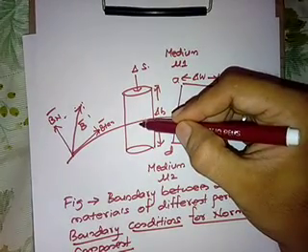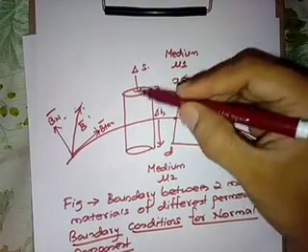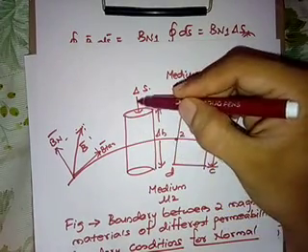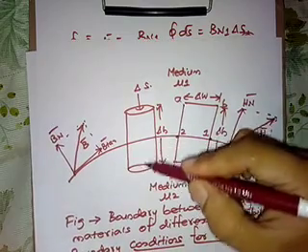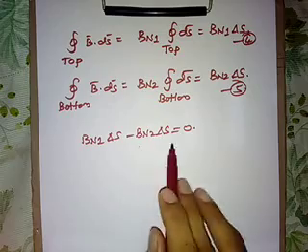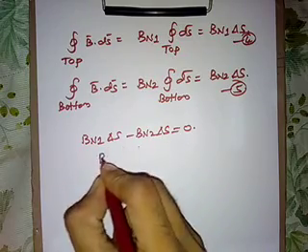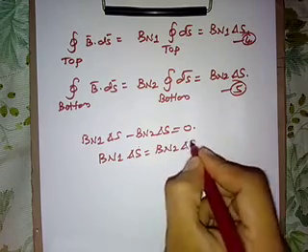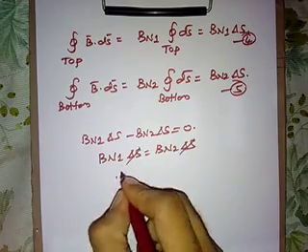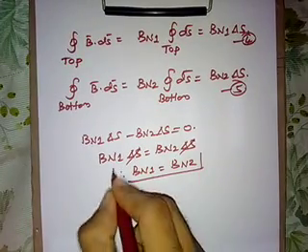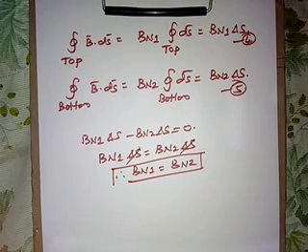Bn2 is leaving the medium 2 and Bn1 is entering the medium 1. So one we have to consider positive, another one as negative. That is why it is Bn1 delta S minus Bn2 delta S is equal to 0, or Bn1 delta S is equal to Bn2 delta S. Delta S and delta S will cancel, therefore Bn1 is equal to Bn2. So what does it indicate? This indicates that the normal component of B bar is continuous at the boundary.